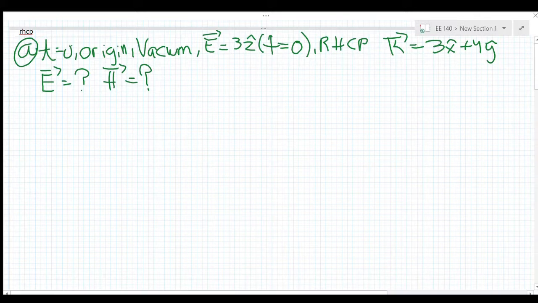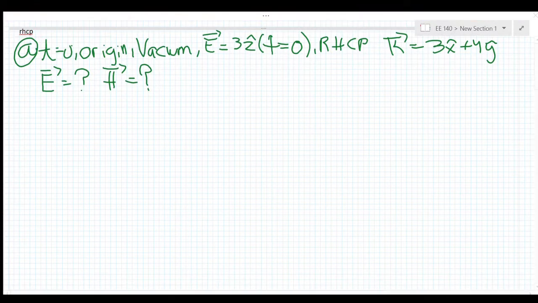So for this problem, at t equals 0 at the origin in vacuum, the electric field has a magnitude of 3 and is propagating in the z direction. We will be using right-hand circular polarization, and the k vector is equal to 3x hat plus 4y hat, and we're going to find the electric field and the H field.